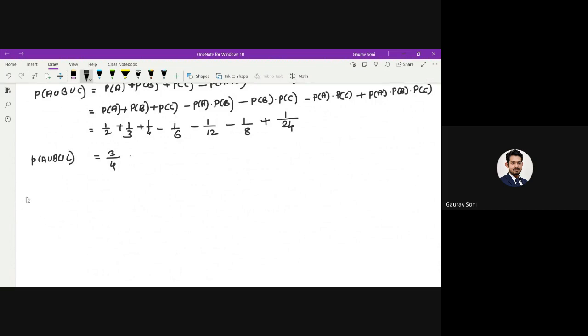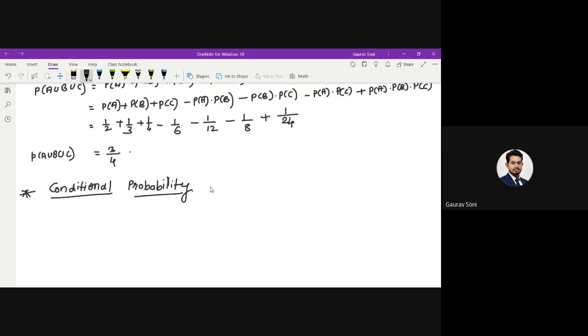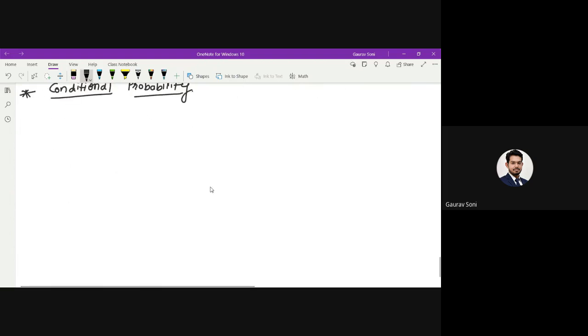Let's start with the conditional probability now. So we'll consider a family that will have 2 children. Okay. So a family having 2 children.